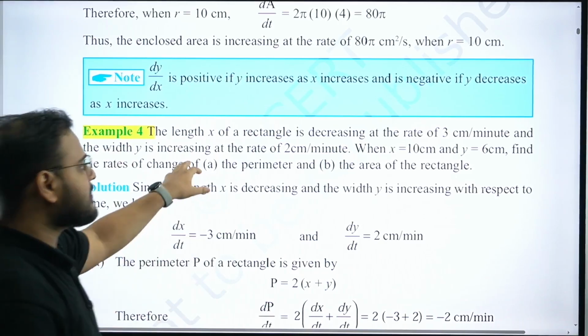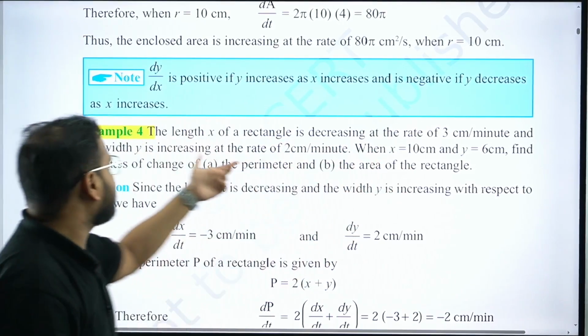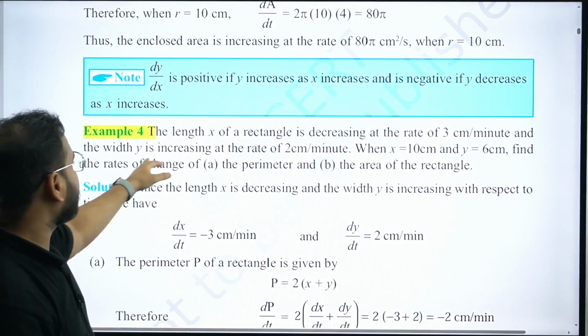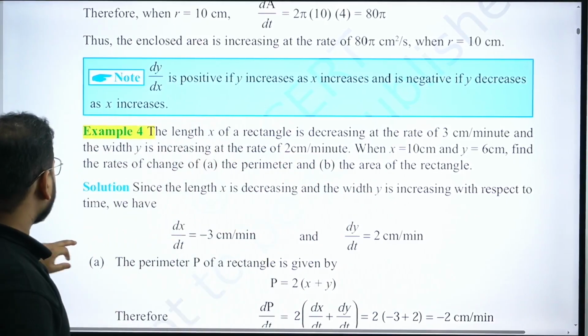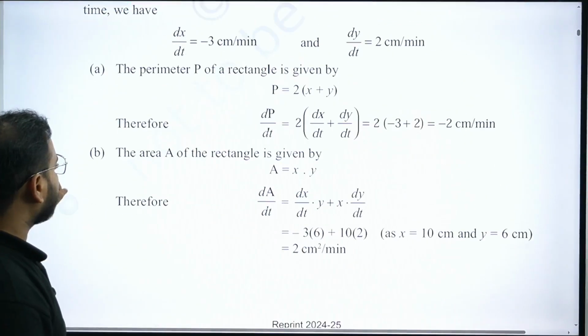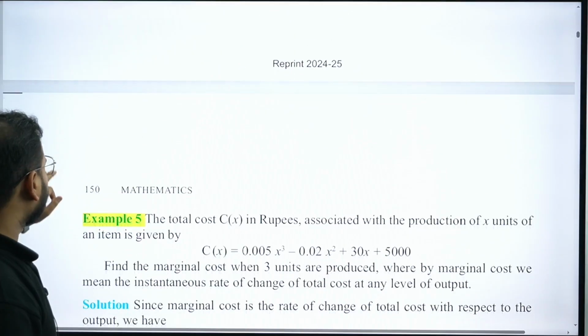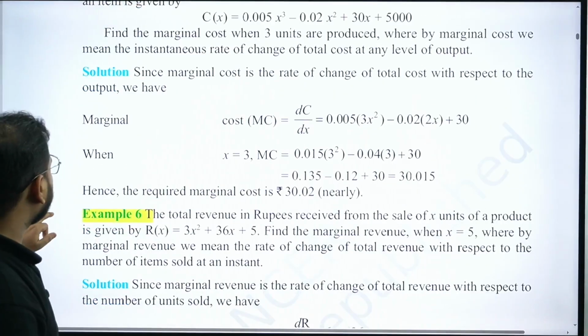Length of rectangle, this part, okay? Change in length and breadth they must have given. Increase in the width, okay? 2 centimeter per minute is given, okay? So example number 4 is there, please solve it. Simple questions only, not difficult. Example 5 is there, example 6 is there, okay?